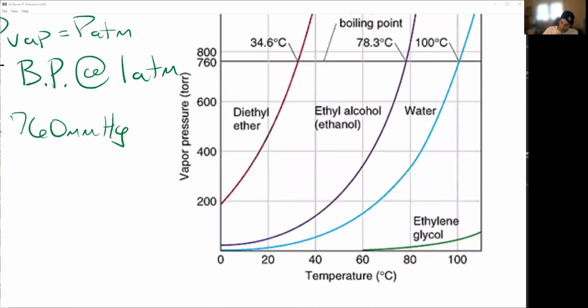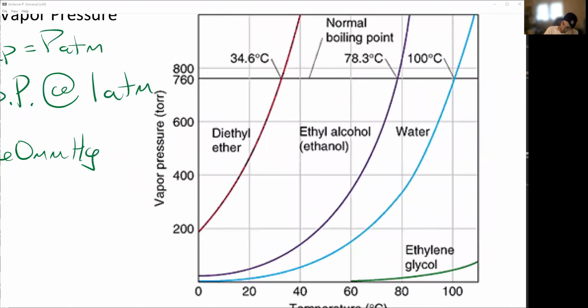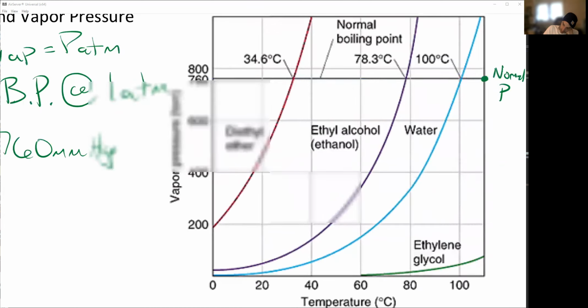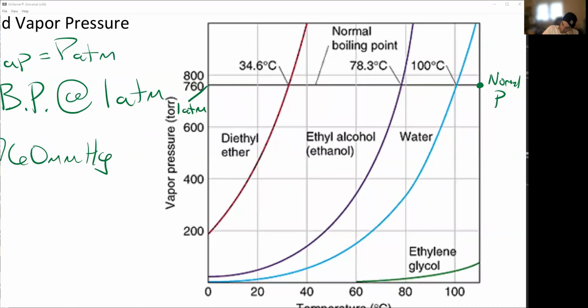So if we look at this graph right here, what do we see? So here is my normal boiling point, or my standard pressure. So this right here is the normal pressure, right? 760 torr, 1 atmosphere. And these values right here are going to be our normal boiling points. Right. And what do we notice?